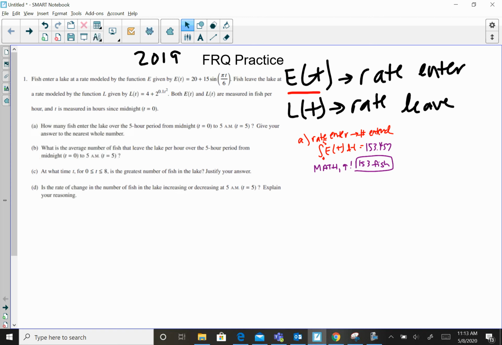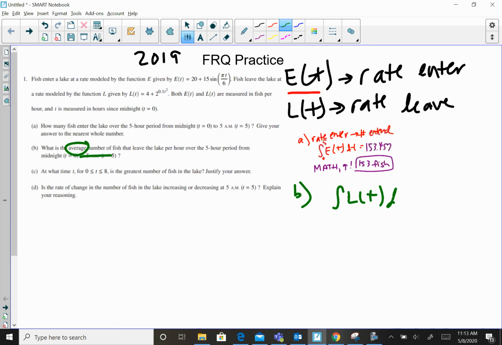Part B. What is the average number of fish that leave the lake? So again, I'm looking for average number of fish. So I'm going to integrate the number of fish that left, L of t dt. This would get me the number of fish that left. And then to average, I'm going from 0 to 5. To average, I have to multiply by 1/5, or divide by 5.